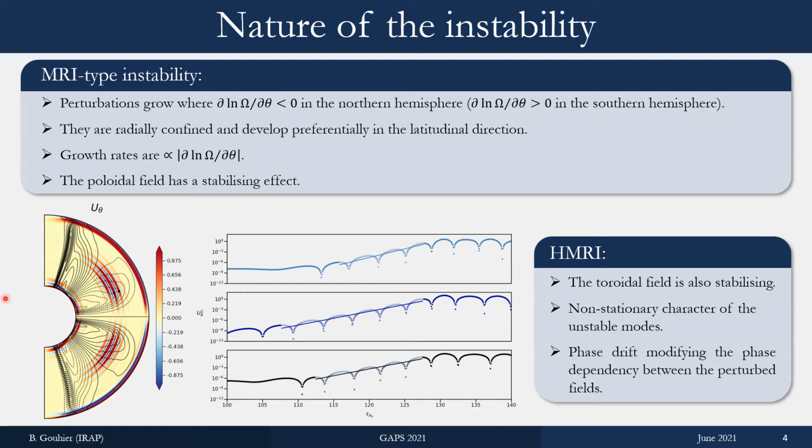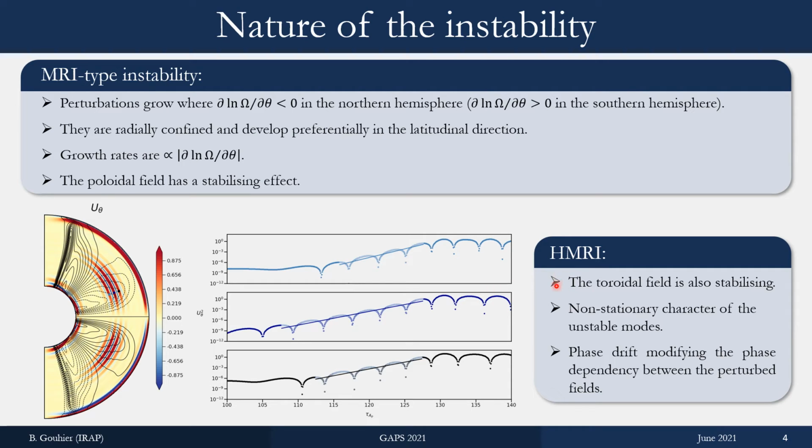This panel displays the structure of the unstable mode in color with the shear in black. We can observe that the perturbation grows where the shear is negative in the northern hemisphere and positive in the south. Because of the stable stratification, these perturbations are radially confined and develop preferentially in the latitudinal direction. As displayed in this panel, they grow exponentially over time, and we can show that the associated growth rates are proportional to the shear.